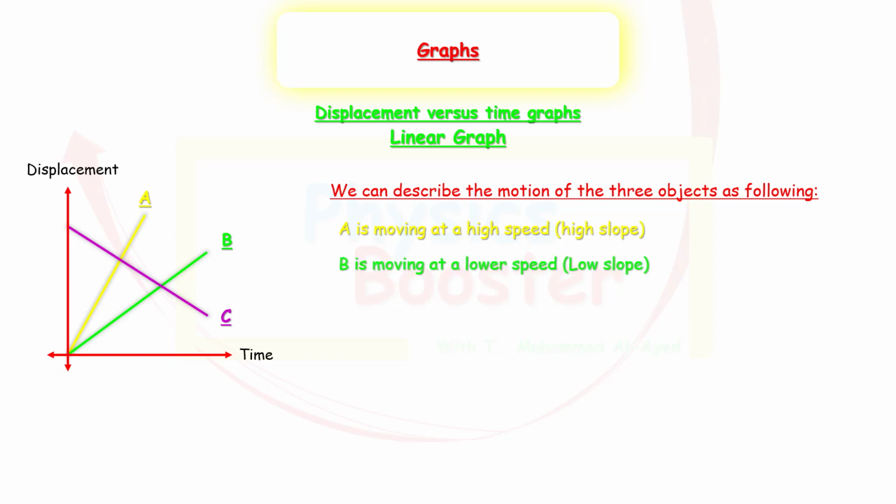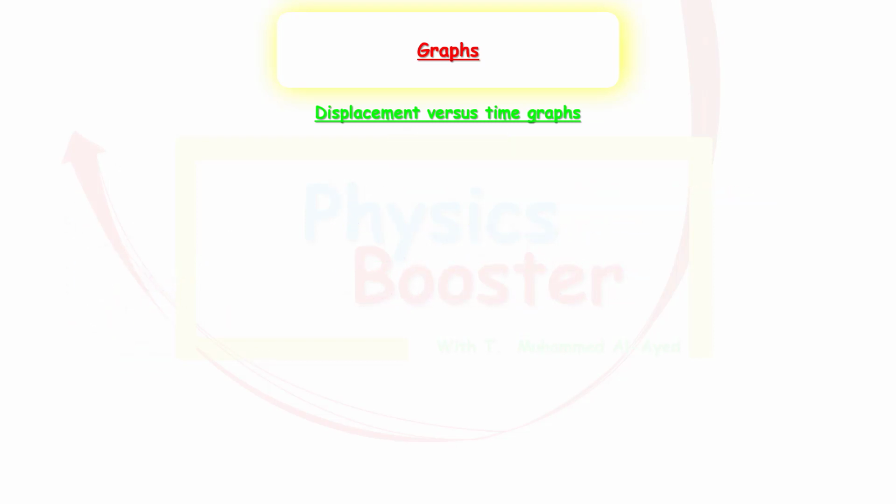If we compare it with B, B is moving at a lower speed because it has a lower slope. And finally, how can we describe C? Think of it for 1 second. Exactly, we can say that C is going backwards. This means that the object is going backwards because it has a negative slope, okay? So this was just a quick example of how we can describe the motion of objects on a displacement versus time graph.